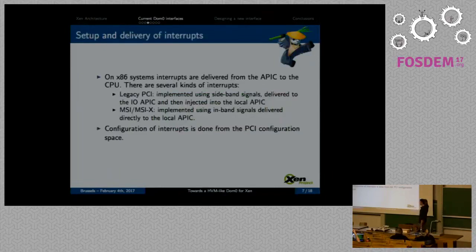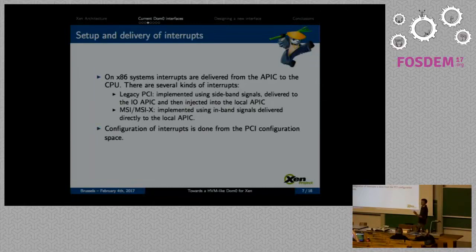The setup and delivery of interrupts is also quite different on native. On native, you basically receive all the interrupts from the local APIC, and then the local APIC injects those interrupts into the CPU. And there are mainly 2 different kinds of interrupts on x86. The ones are called the legacy PCI interrupts. Those are implemented as sideband signals that go into the IO APIC, and the IO APIC injects them into the local APIC. And we also have a newer kind of interrupts that's called MSI or MSI-X that are implemented using in-band signals and are delivered directly to the local APIC.